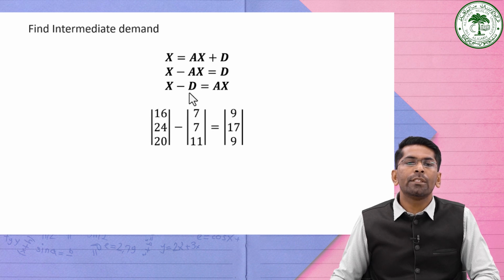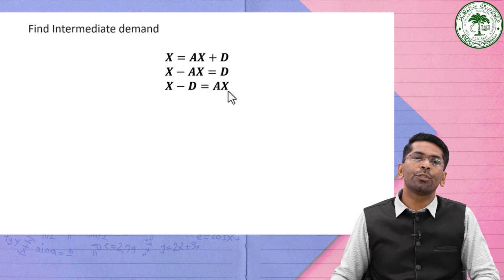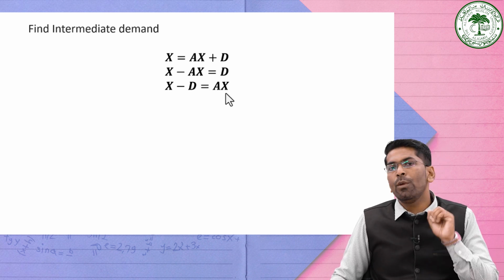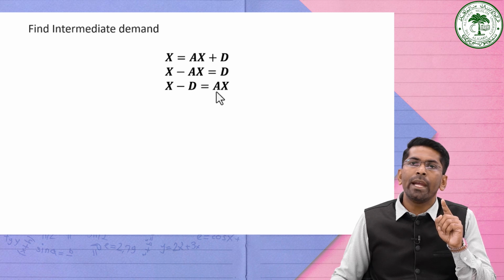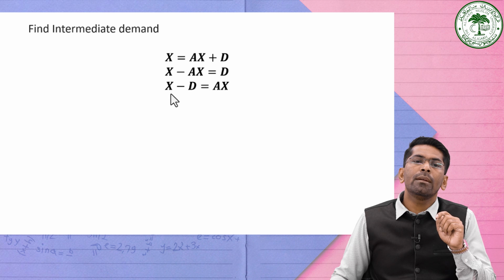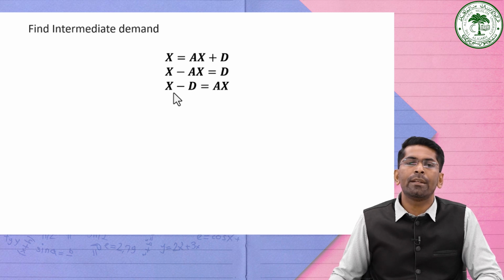See what actually this is showing here. x minus d, that means output minus the final demand, which will give you the inter-industry demand. This ax is showing that it is inter-industry demand, or we can say intermediate demand. So in both ways you can find it: either you can multiply the coefficient matrix with the output, or you can subtract the final demand vector from the total output. So that also you can find the intermediate demand.